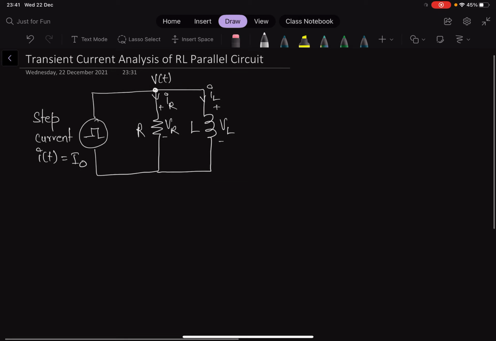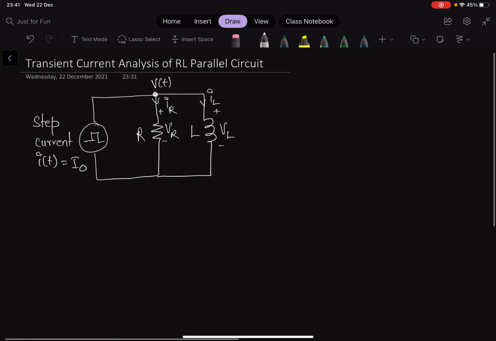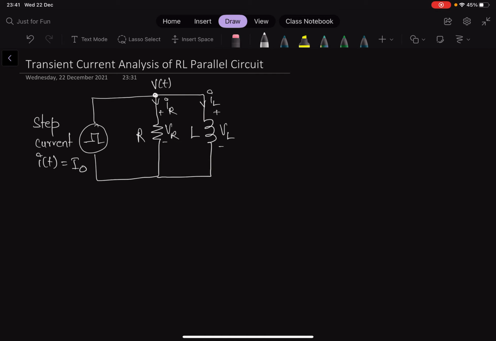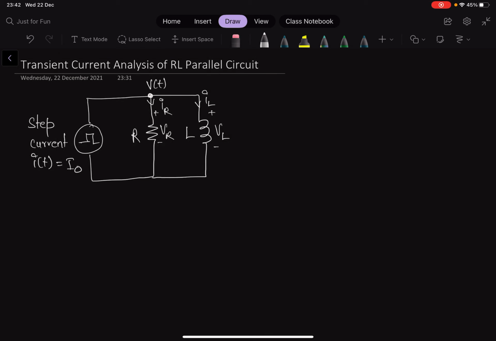Once we have this circuit, then we can solve for the transient current of IR or IL. But to do that, we need to know the transient expression of the voltage VT, so we need to find that first. I have three simple steps here. If we follow those three simple steps, we can find the transient current of IR and IL, whichever you want to find.